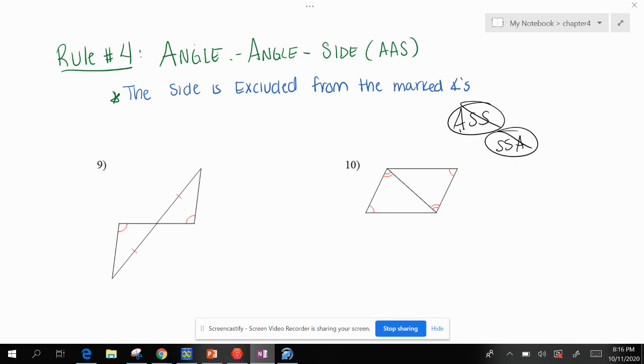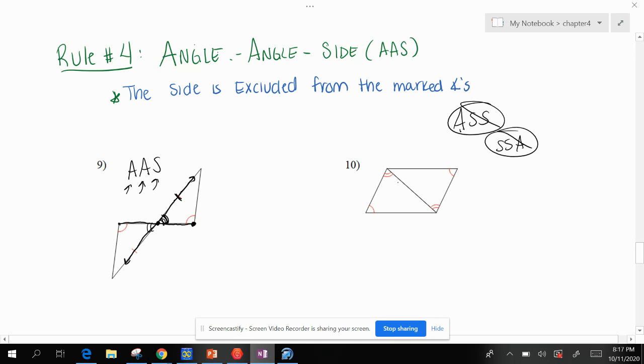So in number 9, again, we have vertical angles being shown. So these 2 are congruent. And notice how I go from an A to a marked S. So if I start at an angle, there should be no marking along that side. I should hit another marked angle. And as I keep going, I hit a marked side. And I should see that same pattern on another triangle.